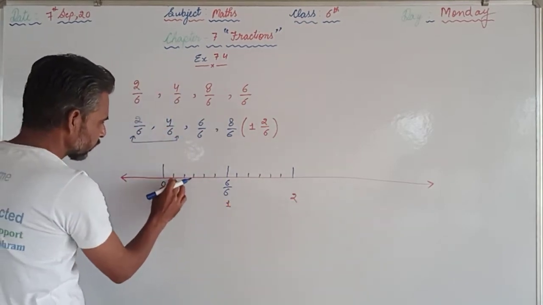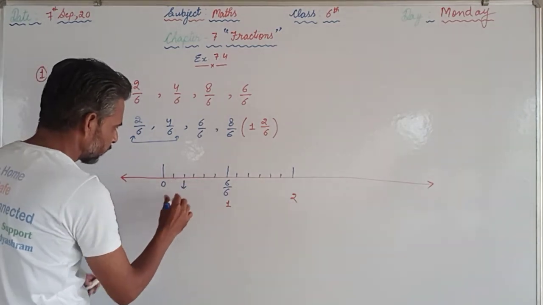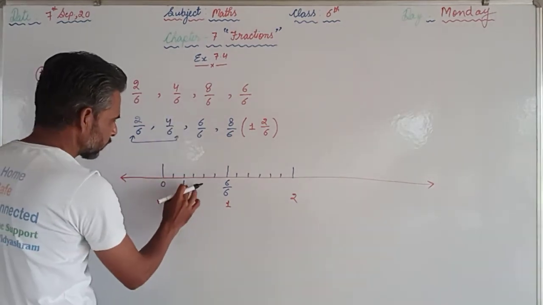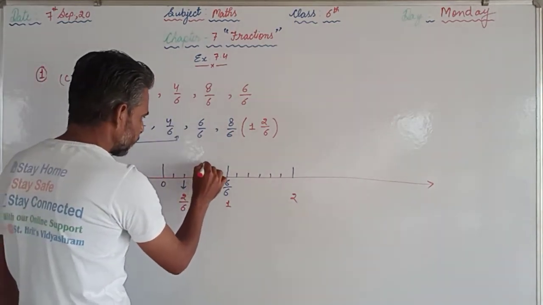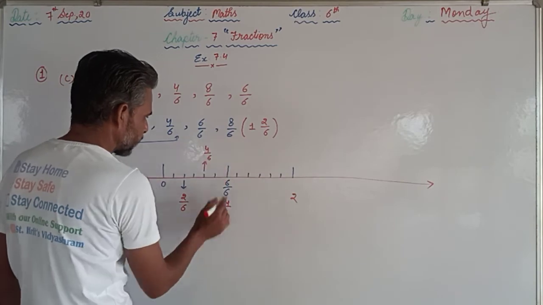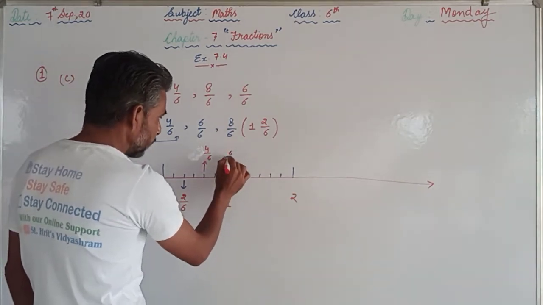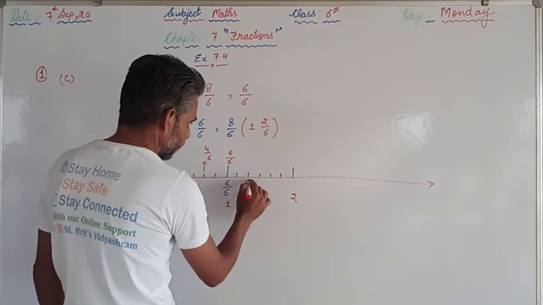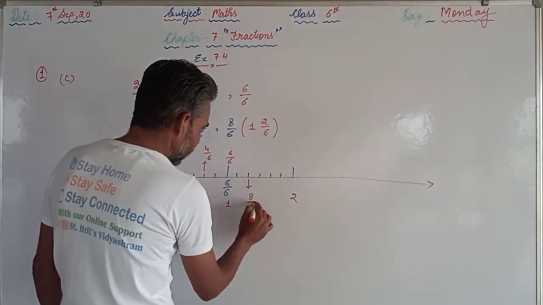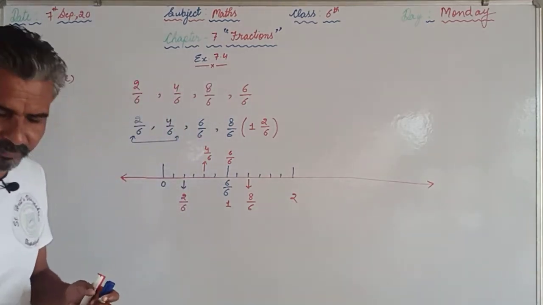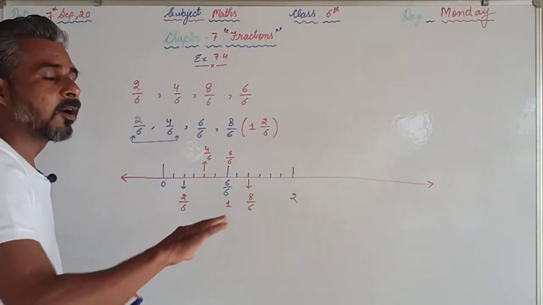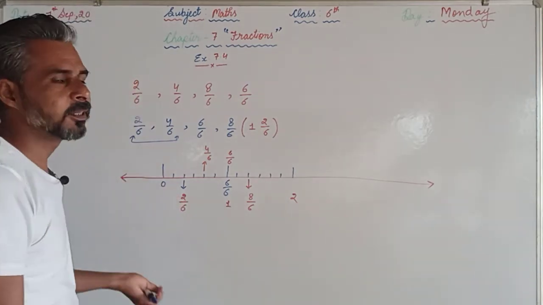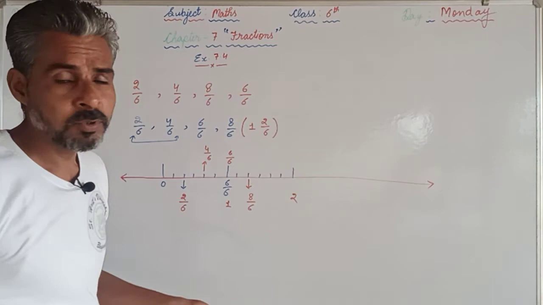So 2 upon 6; 1, 2, that is 2 upon 6. 4 upon 6; 2, 3, 4, that is 4 upon 6. This is 6 upon 6, then 6, 7, 8, this is 8 upon 6. So the fraction on the right hand side will be the larger one, and the fraction on the left hand side will be the smaller one, which we are supposed to compare.